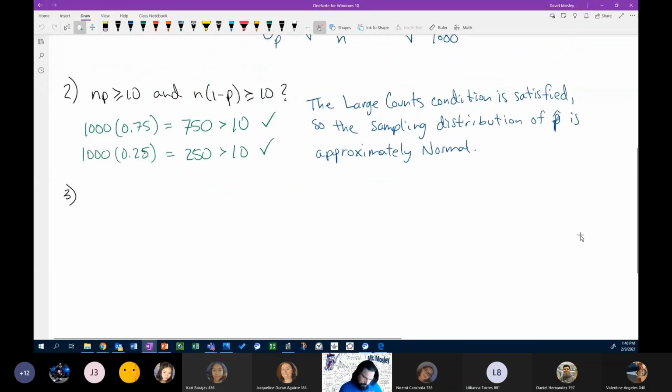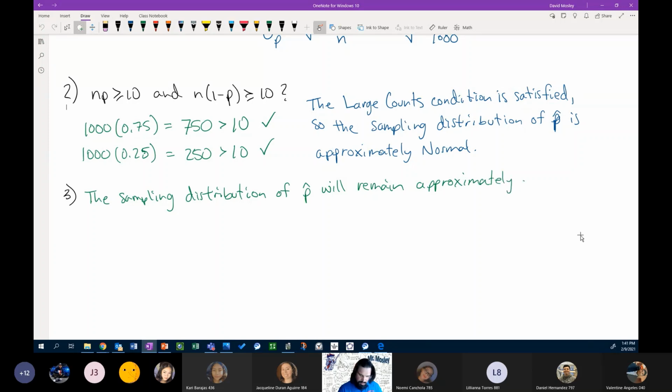So we can essentially say the sampling distribution of p hat will remain approximately normal with mean equaling 0.75.